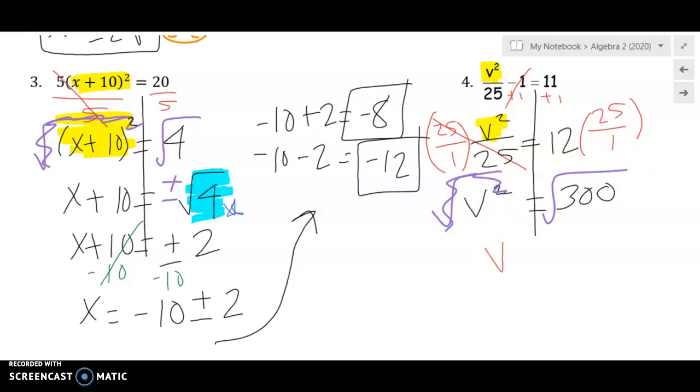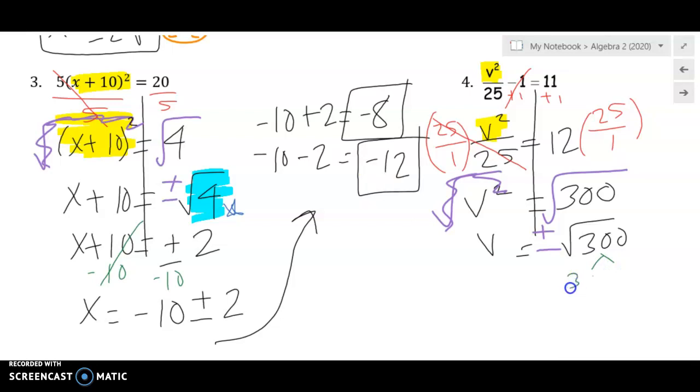So v is equal to the square root of 300. You also want to make sure you're not forgetting your plus or minus symbol. So then v is by itself. This is all looking good. You just want to simplify. So let's break down 300. What two numbers multiply to 300?